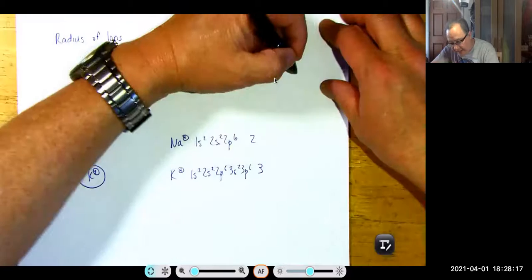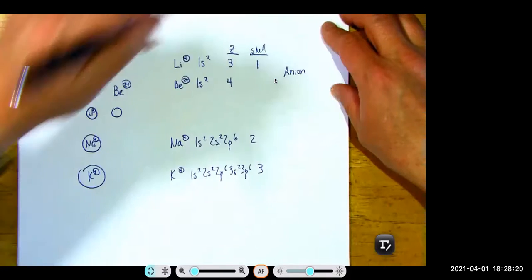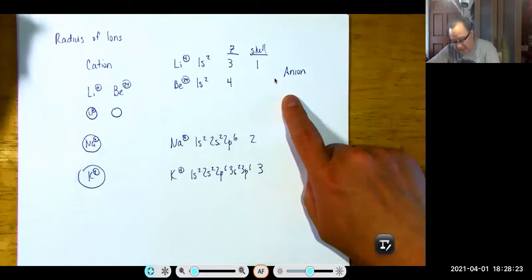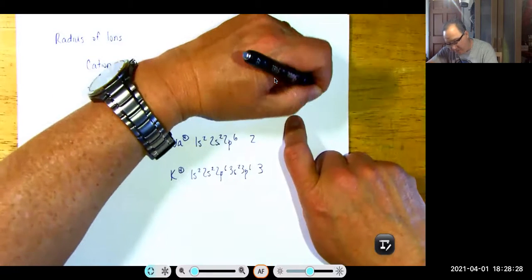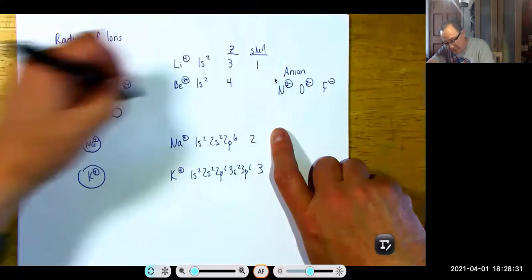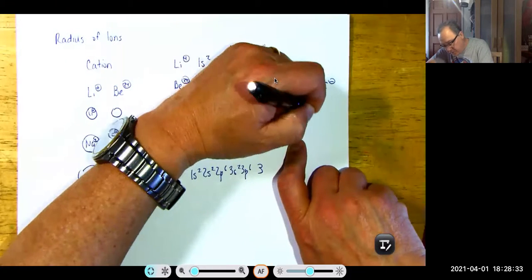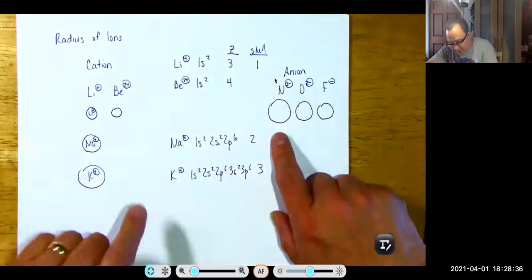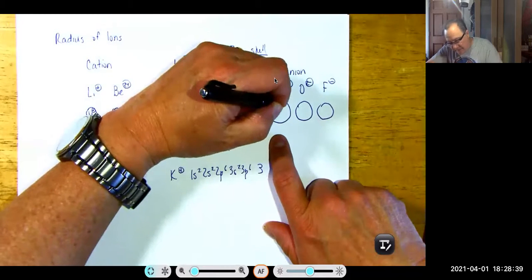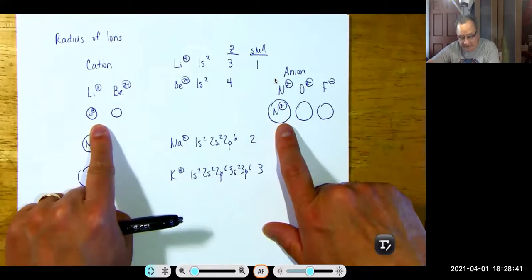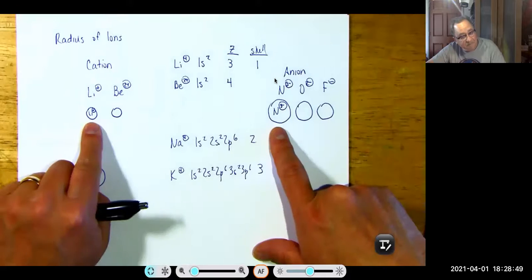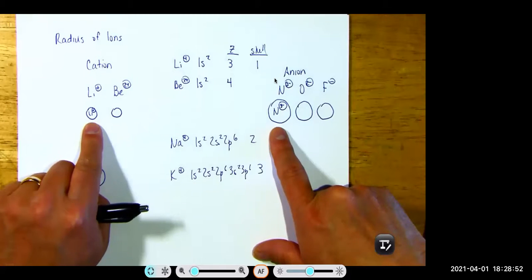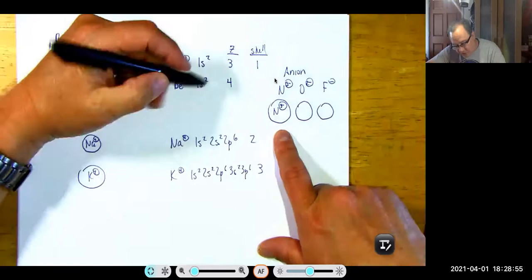Now, if I do the anion over here, and we look at, say, the nitride ion, the oxide ion and the fluoride ion, they're going to look like this compared to lithium. Boom, boom, and boom. What do you notice about the anion in the same period as the cation? It's a lot bigger, isn't it?